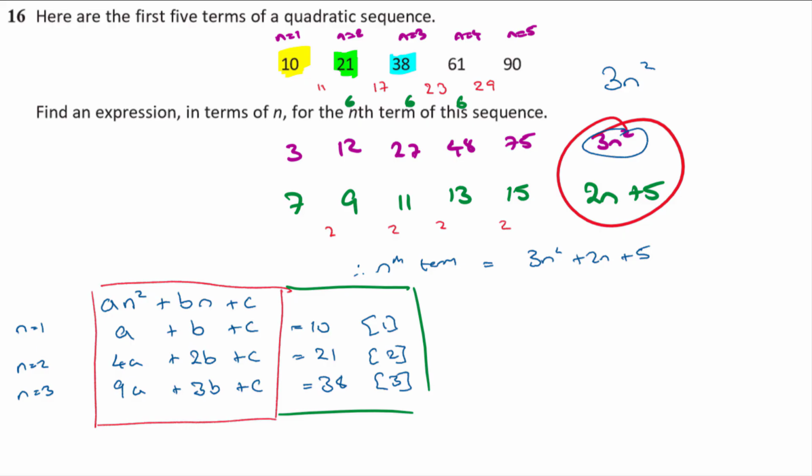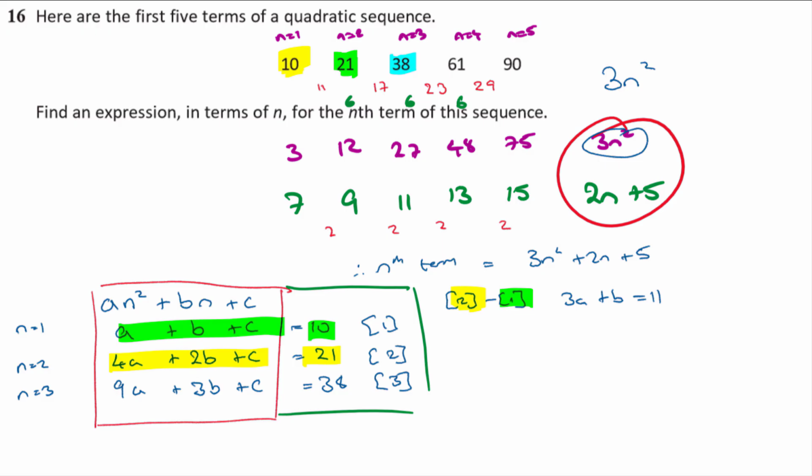Okay, so I've got 3 equations in 3 unknowns, a, b, and c, which I'm going to go on and solve. So the first thing I'm going to do is take equation 2 and subtract equation 1. So equation 2, this one, subtract equation 1, which is this one. So what's 4a plus 2b plus c if I take away a plus b plus c? I'm going to get 3a plus b, and the c's are going to cancel, so 3a plus b is equal to 21 take away 10, and 21 take away 10 is 11.